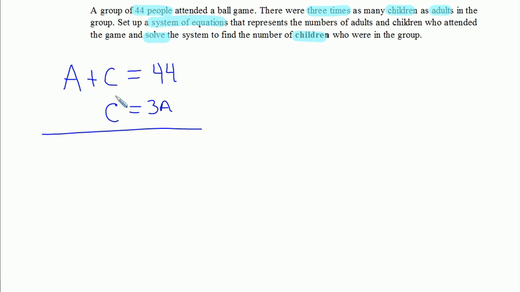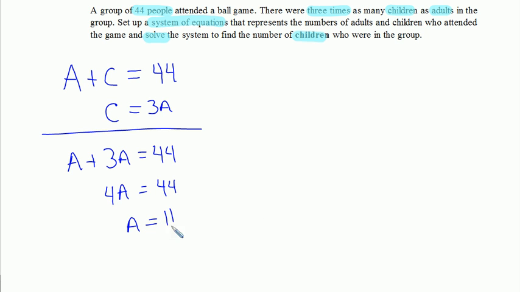So if C is the same as 3A, then this original equation A plus C should be able to be written as A plus 3A, and that equals 44. A plus 3A is 4A's. 4A's equals 44, so A is 11. If there are 11 adults and there are 3 times as many children, there would be 33 children.